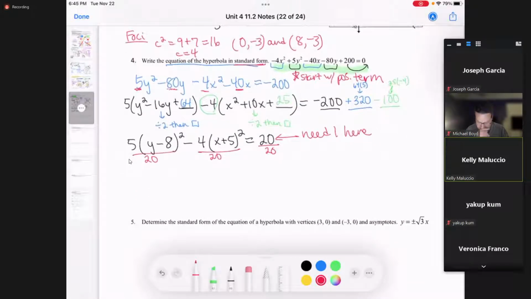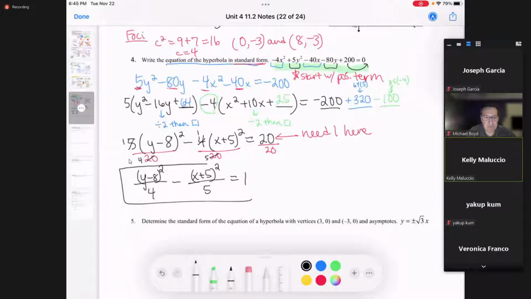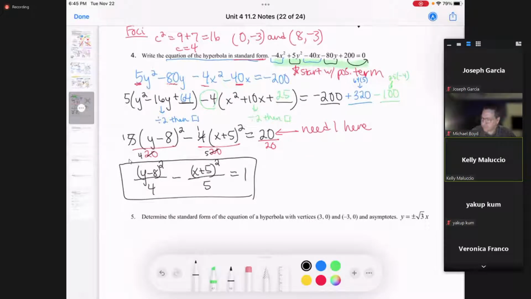I need 1. So I have to divide everything by 20. And so when I do that, I can cancel this to be 1 and this to be 4, cancel this to be 1 and this to be 5. So I end up getting y minus 8 squared over 4 minus x plus 5 squared over 5 equals 1. And here's my equation, right? And it doesn't ask, but the center of this equation is negative 5, 8, right, is h, k. And remember, h is here, k is here, because h goes with x and k goes with y.